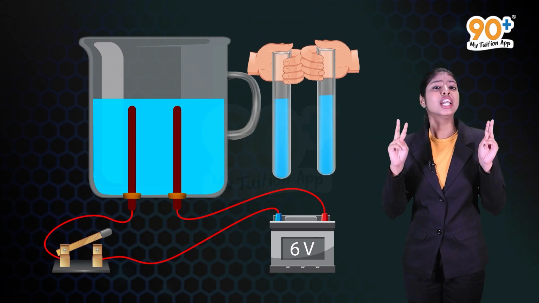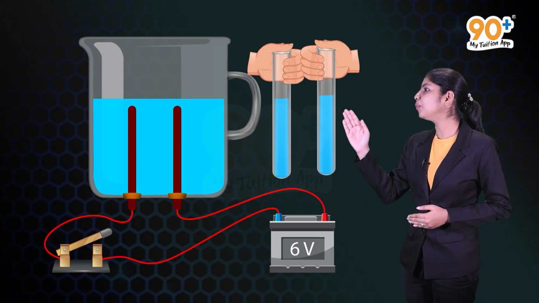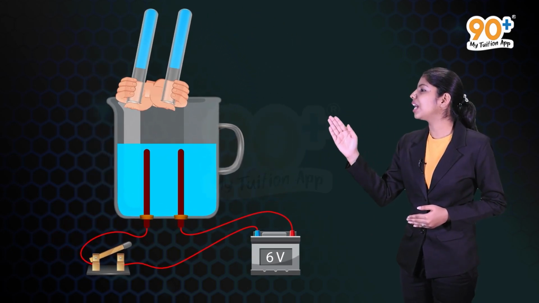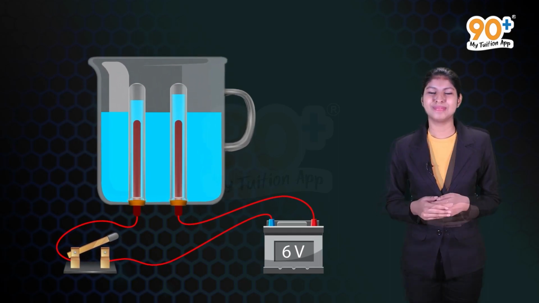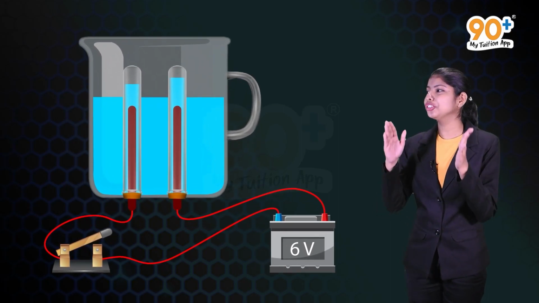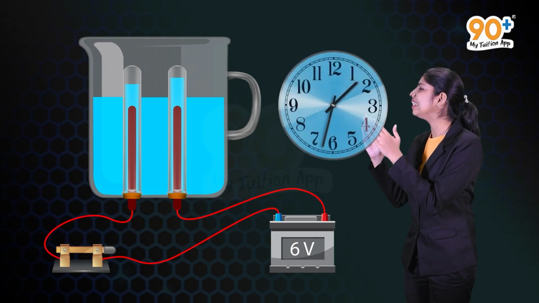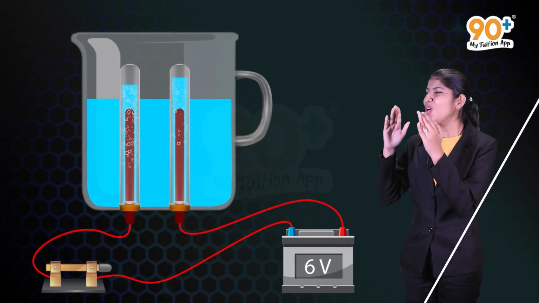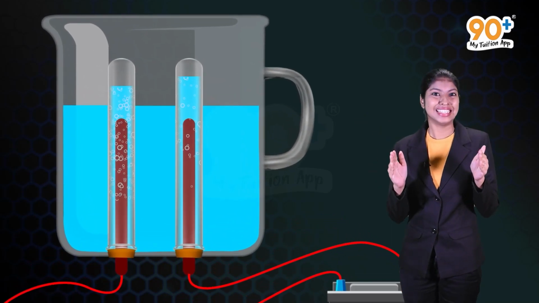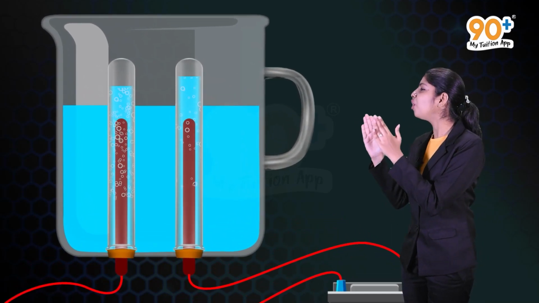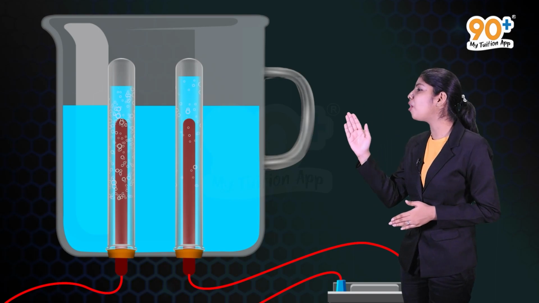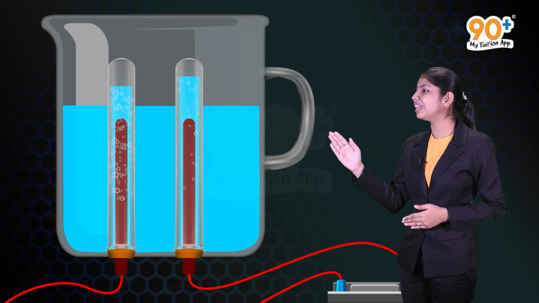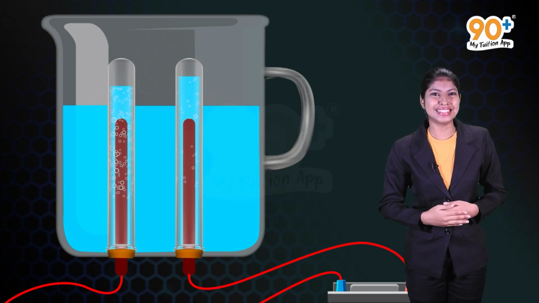Now I am taking 2 test tubes filled with water, and let's invert them over the 2 carbon electrodes. Now I am going to switch on the current and leave the apparatus undisturbed for some time. What do you observe? Yes, we can see the formation of bubbles at both the electrodes, and these bubbles displace the water in the test tube, right?